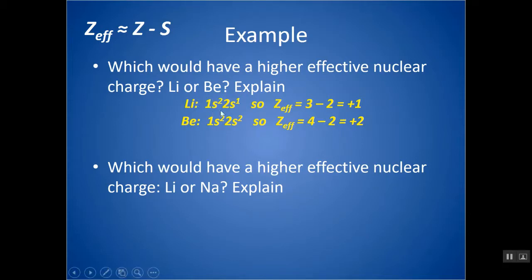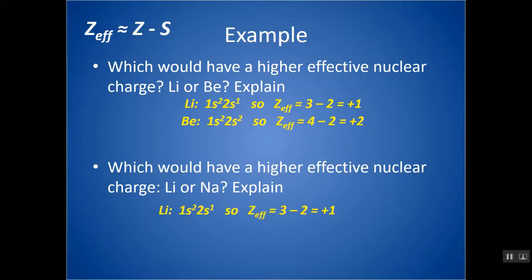So beryllium would have a higher effective nuclear charge. And what you'll see is if we go across the periodic table, each time I go across the periodic table for the main group elements, I add 1 to the effective nuclear charge. And as a shortcut, for these main group elements, the effective nuclear charge is really just the number of valence electrons, but with a positive charge. Li is 1 valence electron, +1; Be, 2 valence electrons, +2. That's kind of a shortcut too.